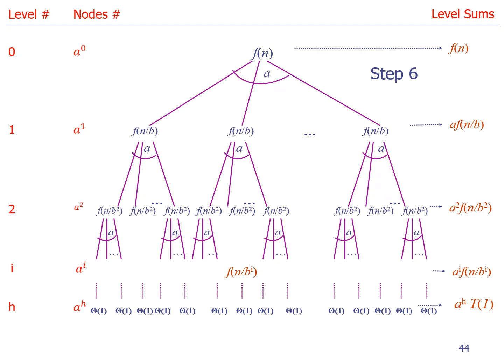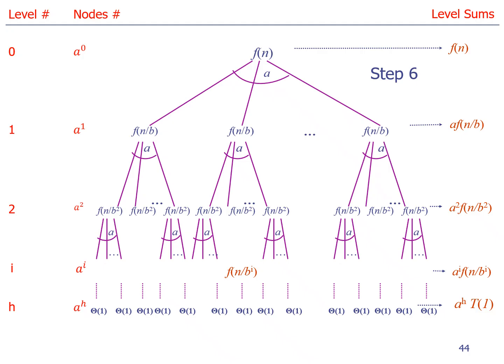Now what about at level 1? I have a multiplied by f of n by b. That's what I have here. I have a branches or nodes, and in every node I'm doing work that's equivalent to f of n by b. So it's a multiplied by f of n by b. Now in the one after, it's going to be the same, a squared. I have a, because each one of those a's I split further into a set of a children, so it's a by a, so it's going to be a squared multiplied by f of n by b squared.